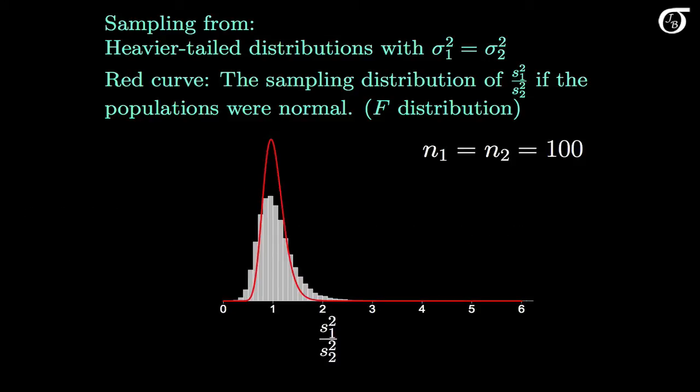And that effect is perhaps even a little more clear when the sample sizes are 100. The gray histogram of simulated values is showing greater variability than the red curve. And that effect would be even more extreme if we were sampling from distributions with even greater kurtosis.